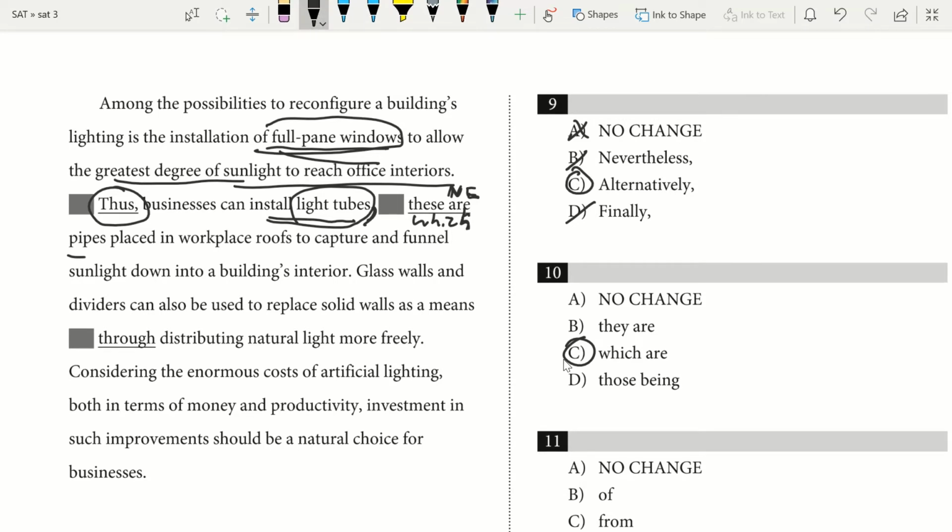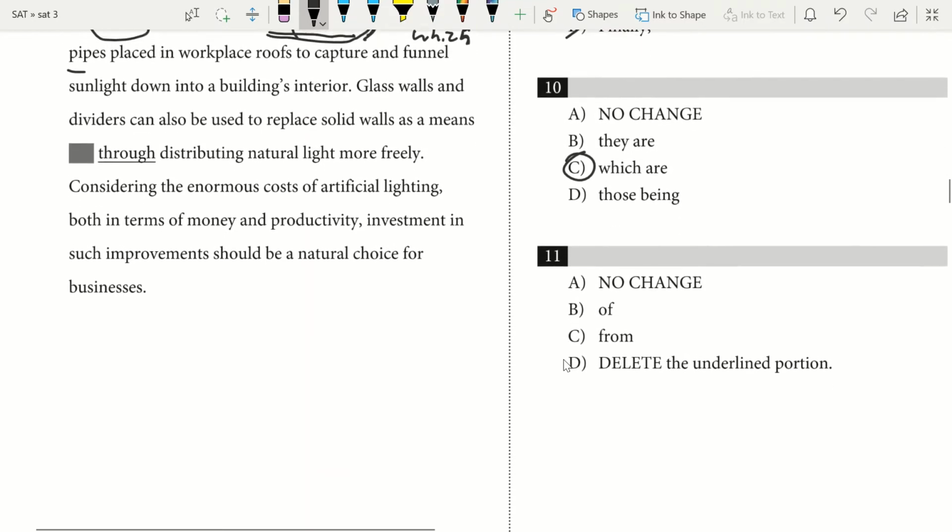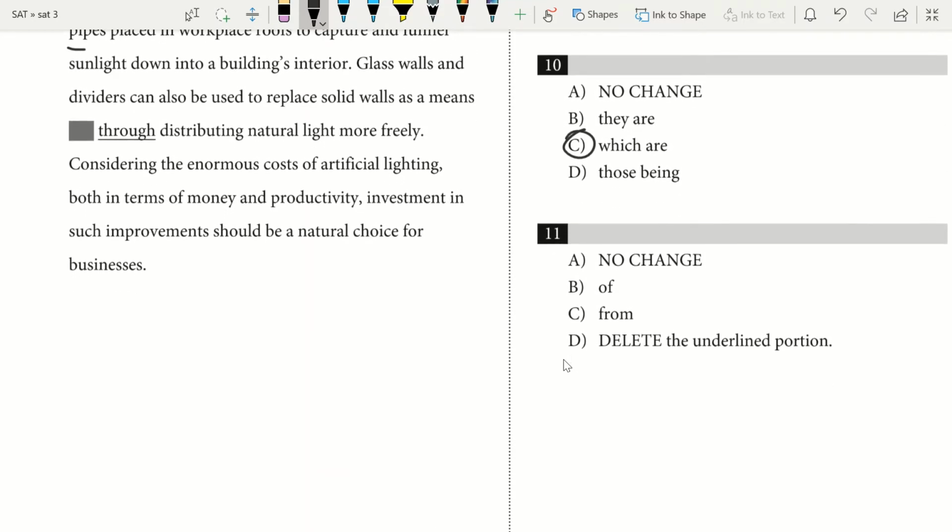All right, so we got C there. Now we move on. Glass walls and dividers can also be used to replace solid walls as a means of, right? When we have one word underlined in the middle of the sentence, as I read through, I'm going to try and fill in that word as I read by anticipating what word would come next after my previous word.